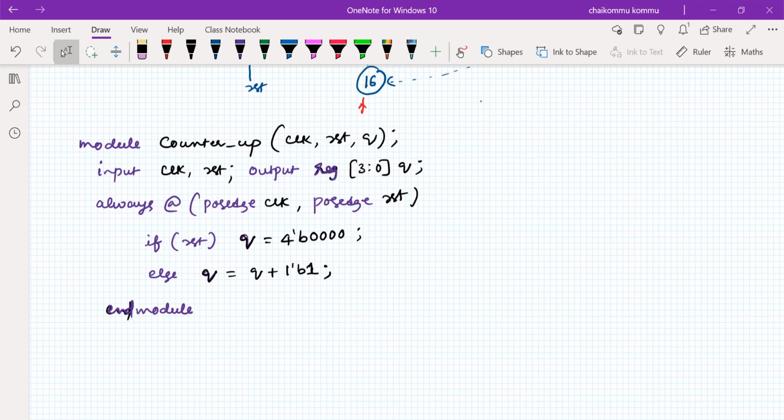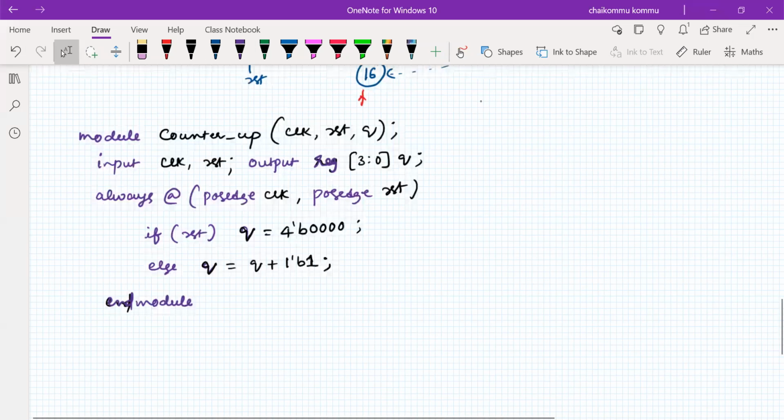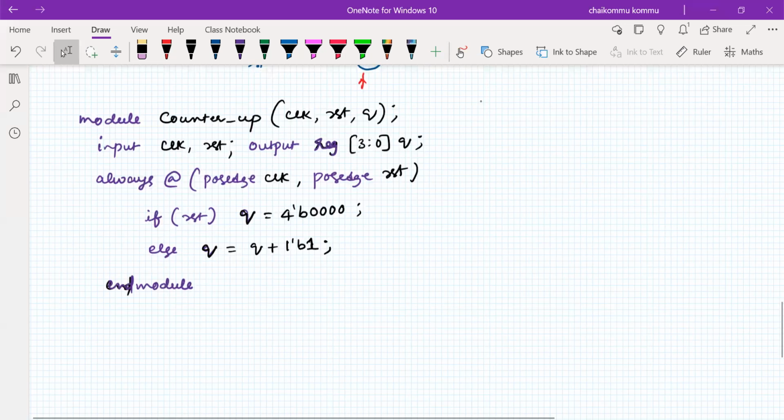So this is a different way that I'm writing the program, because we are fixing the maximum count value. Here the maximum count is not fixed. So after 16 counts, again it will come back to 0. Okay, so that will happen in this way.